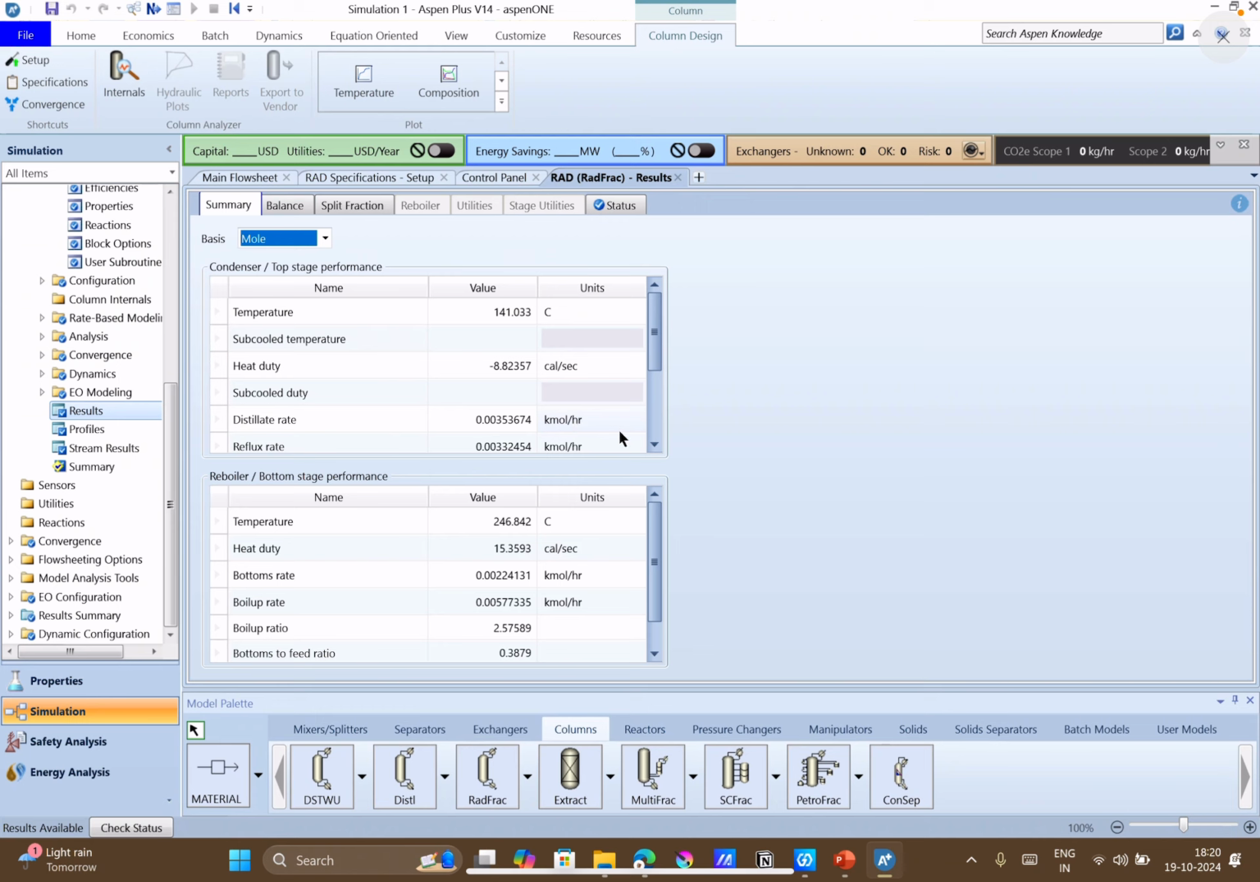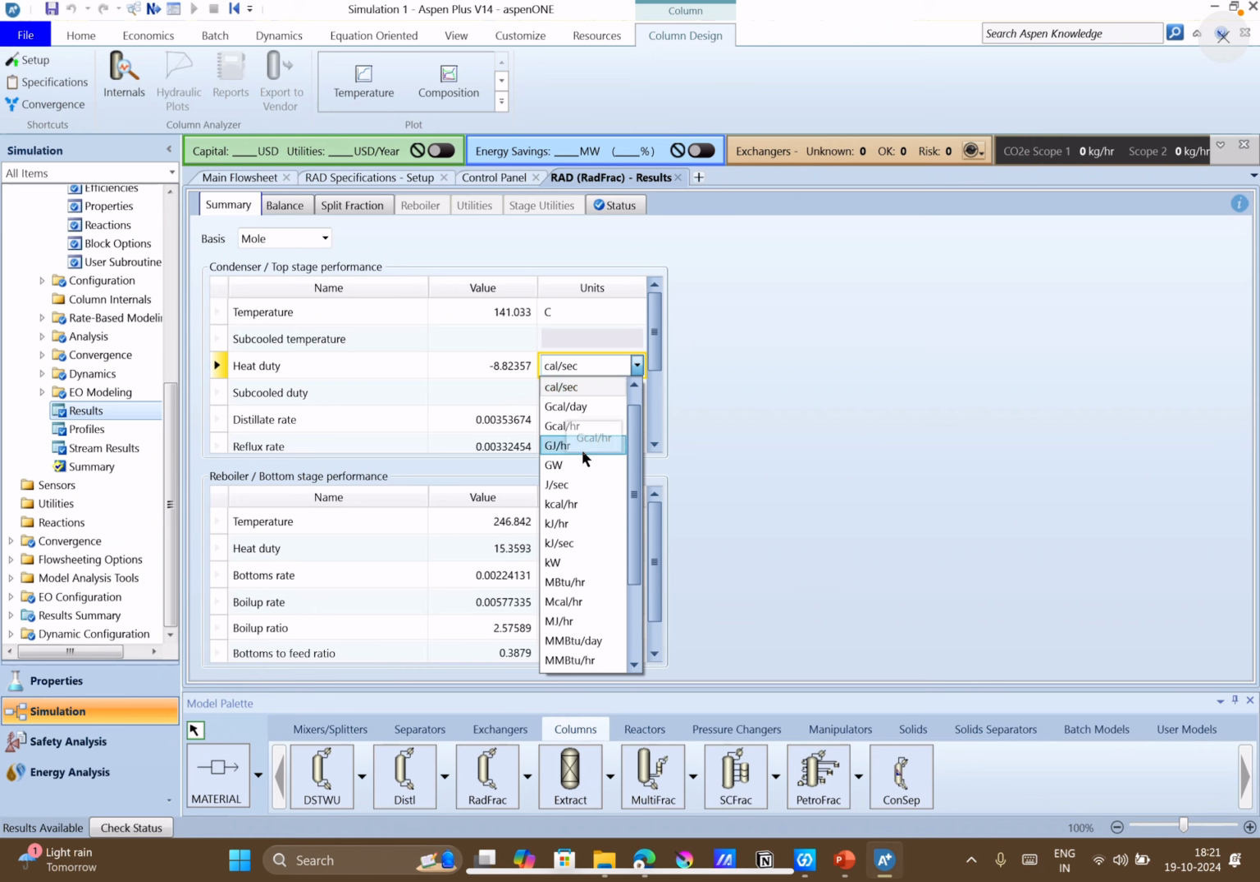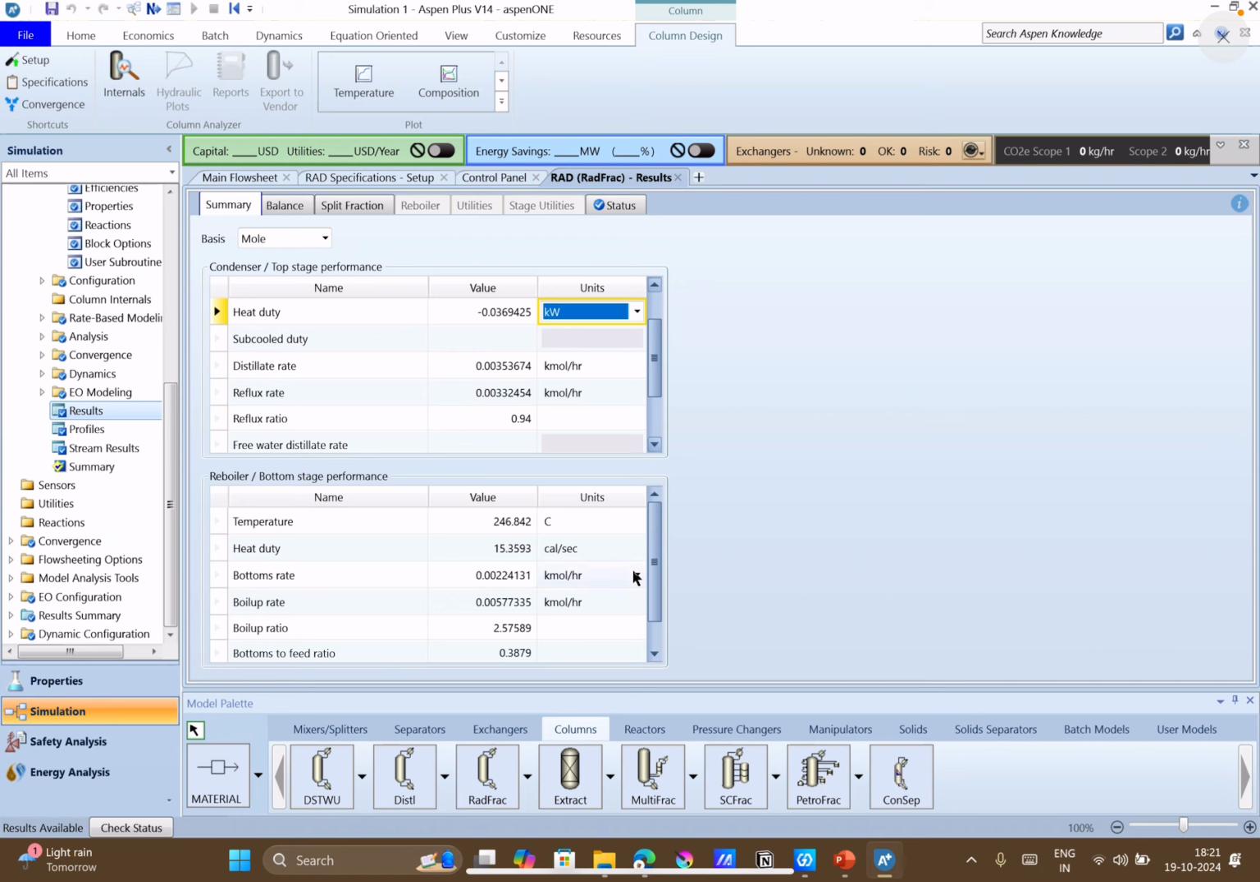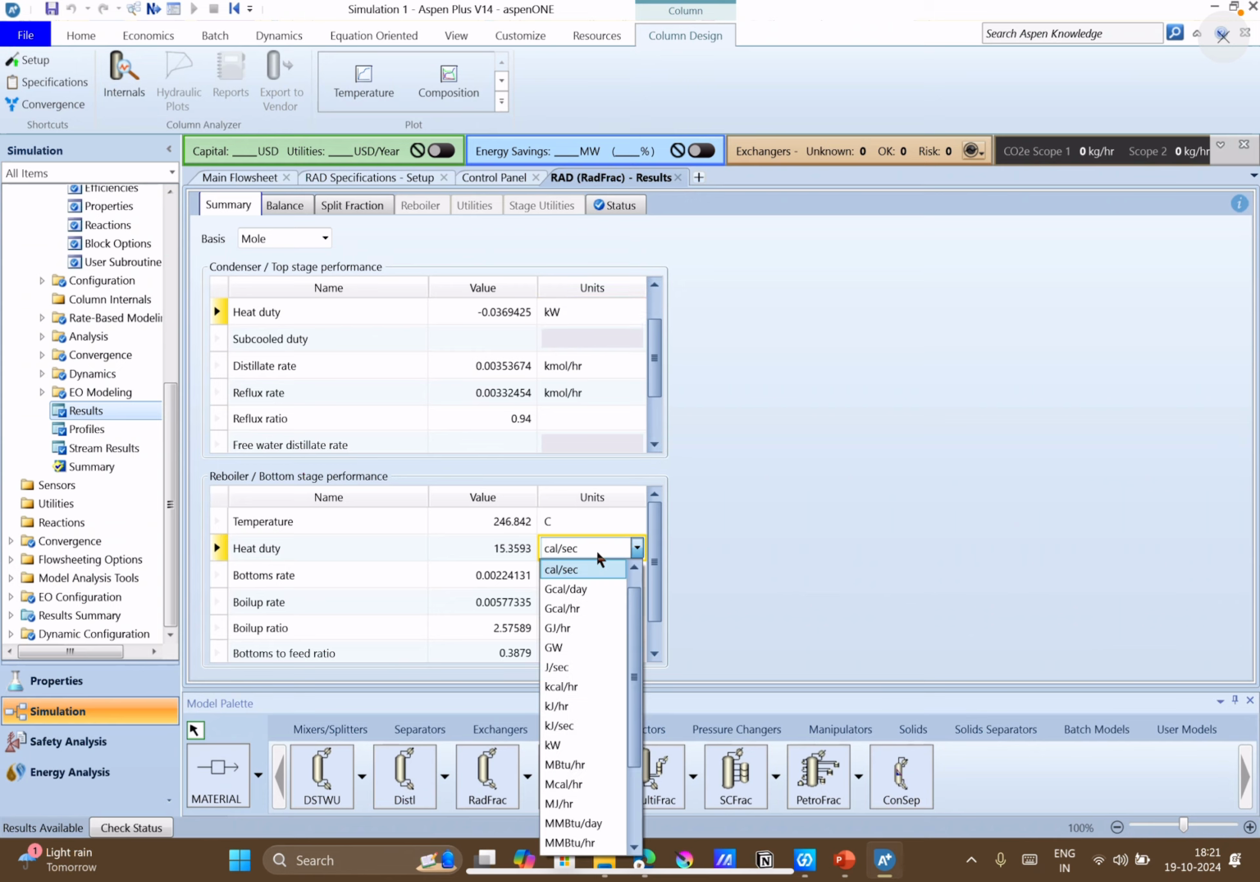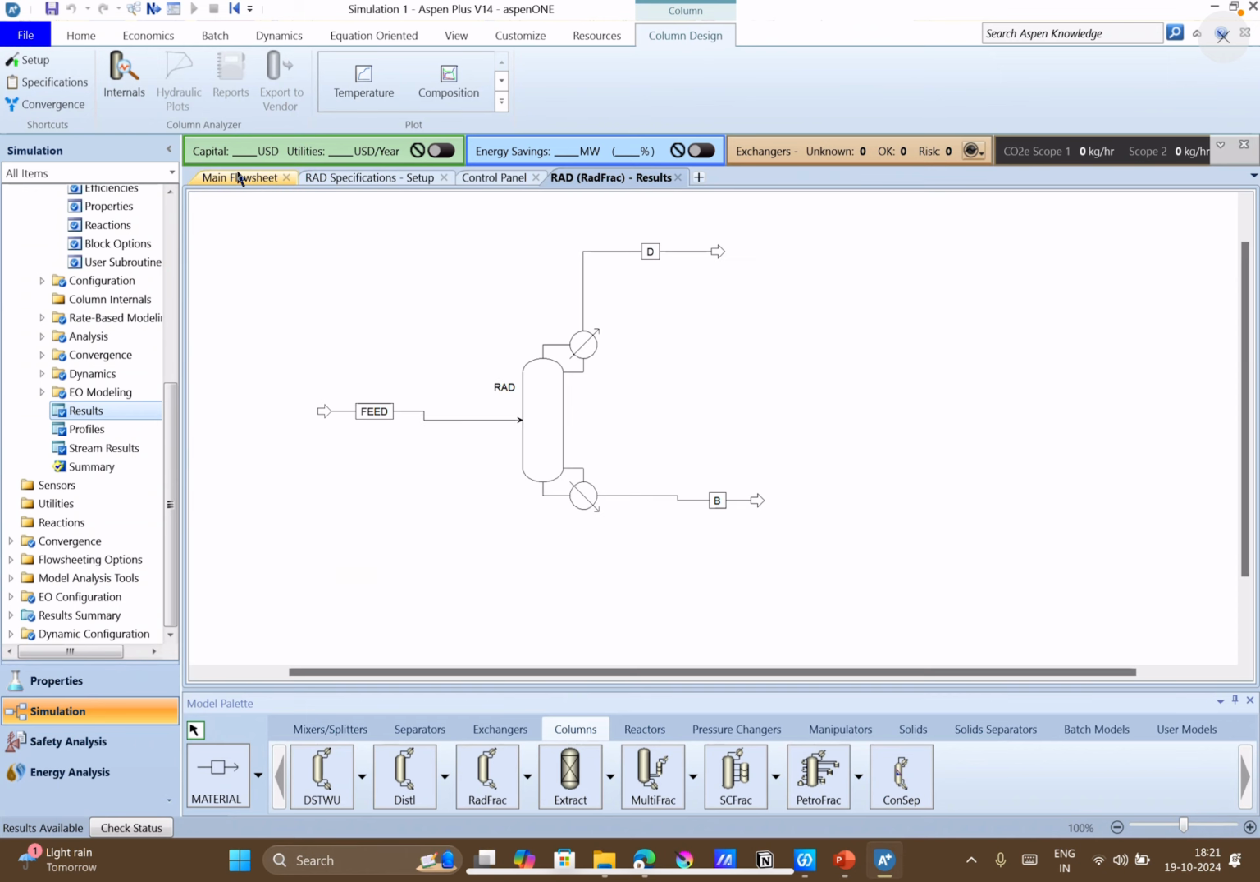I want to see duties. So first we have condenser. Condenser duty is 0.036 minus 0.036 kilowatt, while reboiler duty is 0.064, so double the amount of condenser duty. Okay, now this was without providing any trace specification.